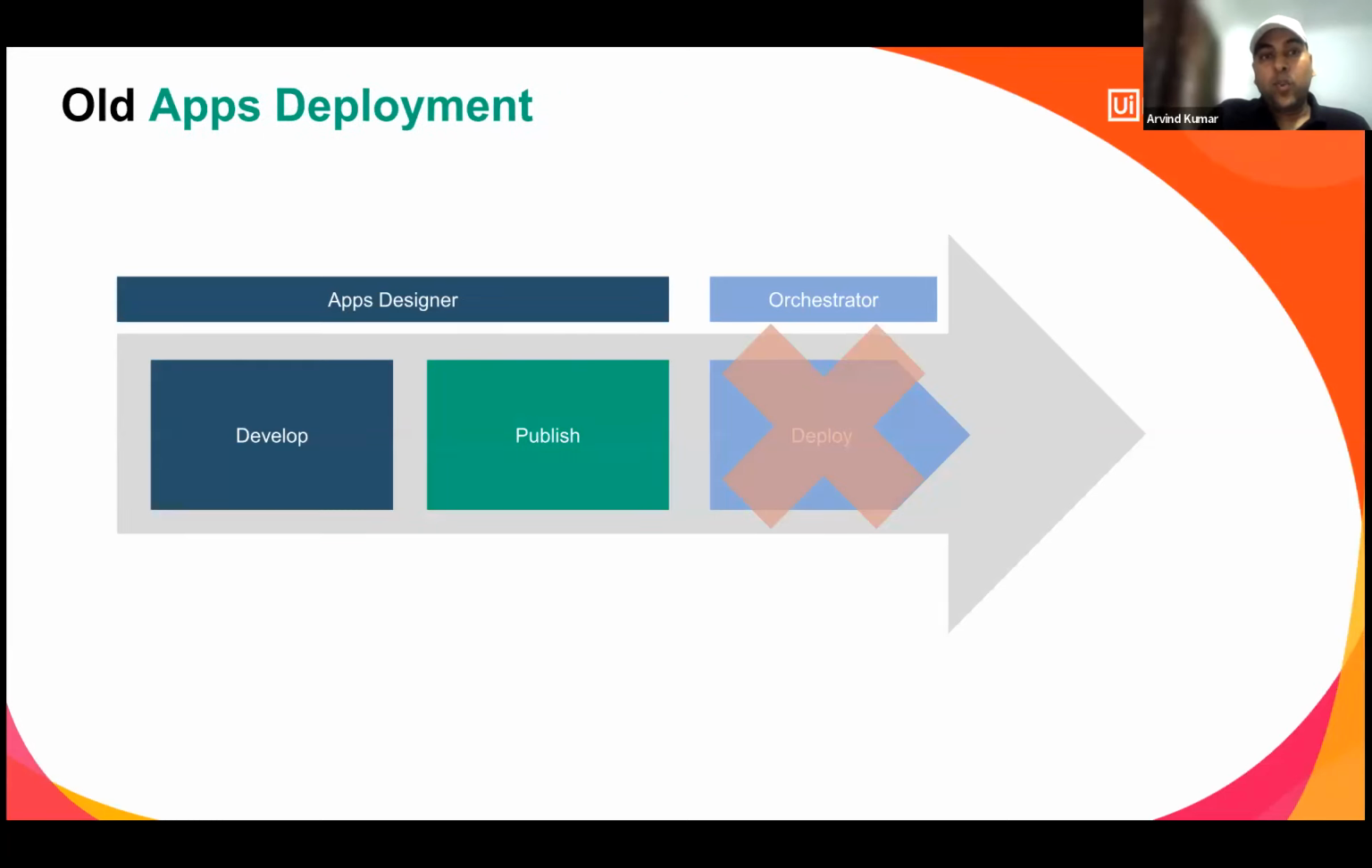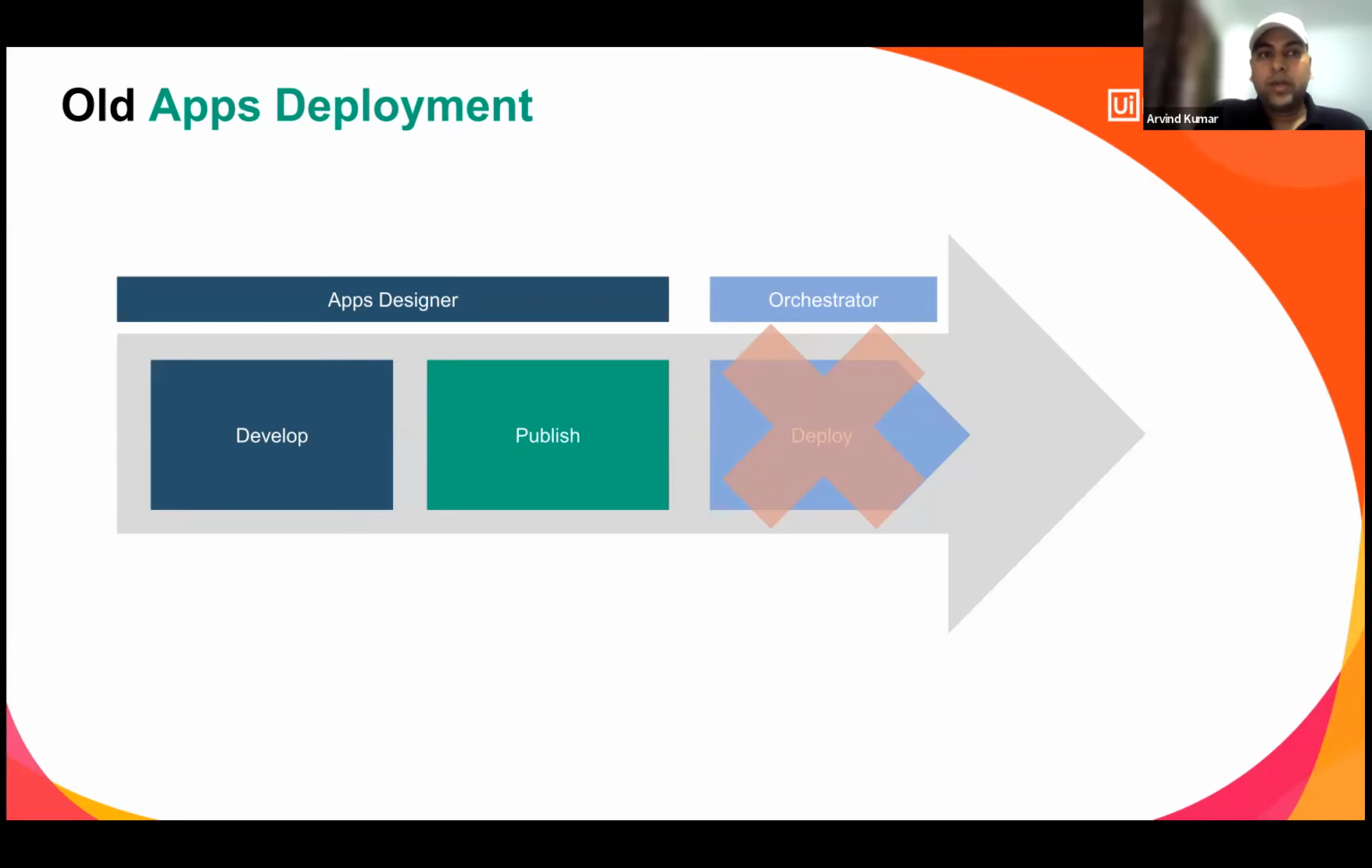But what about apps deployment? This piece was missing. You have apps designer, and then you develop and publish. Once you develop your apps, you can just publish it. It doesn't go to orchestrator. So you can access it everywhere in a particular org unit, and that was a kind of challenge. You have to maintain users in apps and also in orchestrator, if you have a process integration or queue integration or anything. So this was the current old apps deployment cycle.